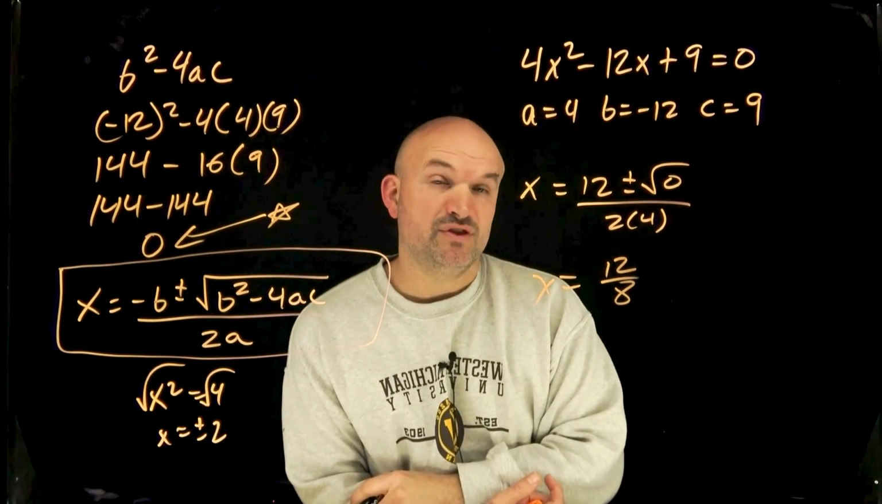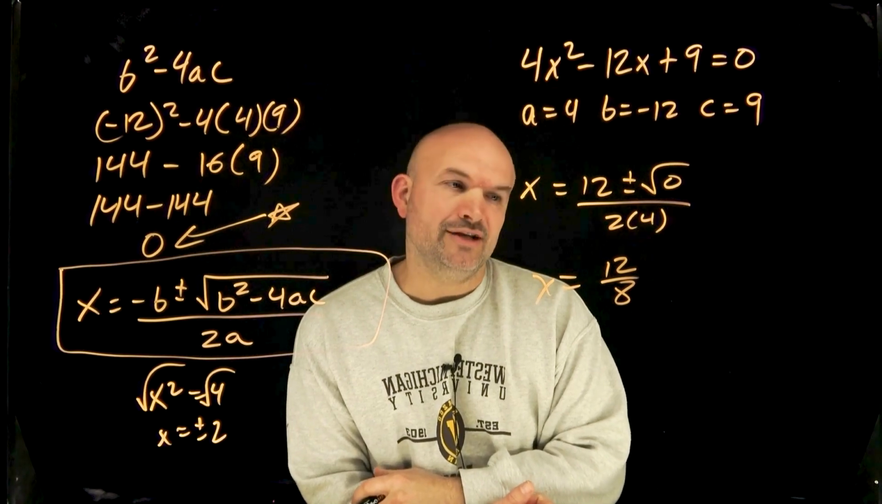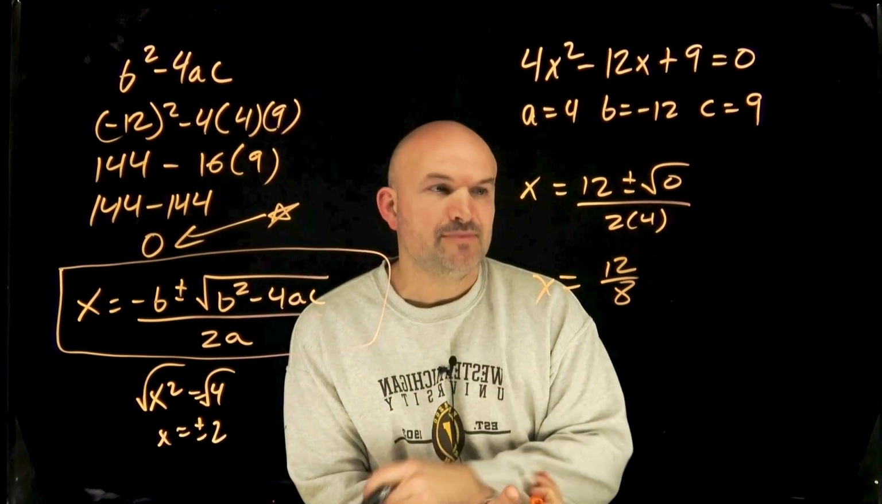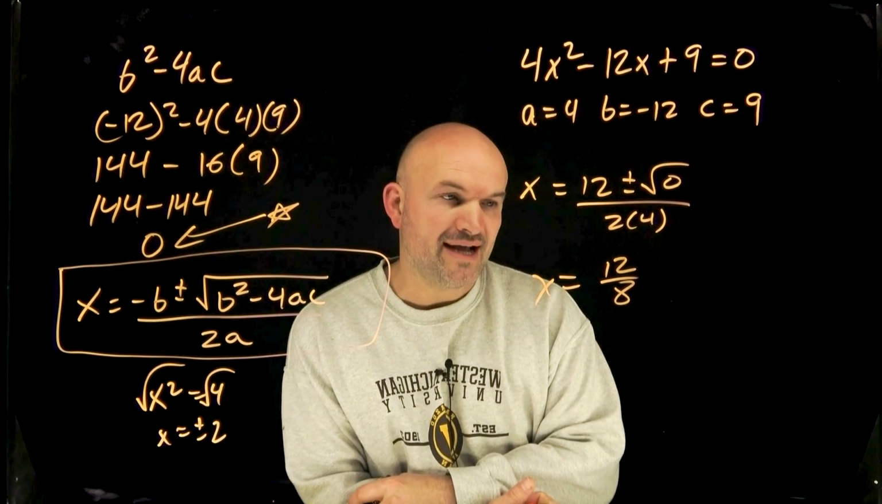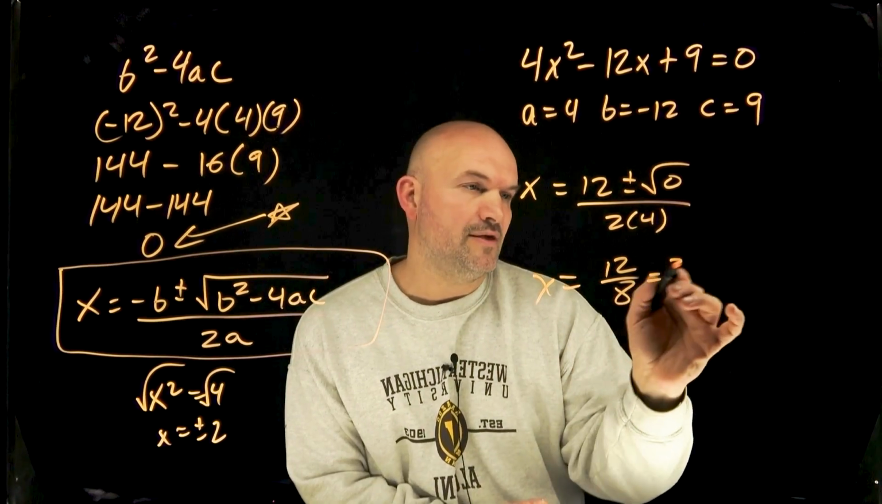So now I'm just going to be left with one solution, x equals 12 over 8. And I'm not going to leave my solution like that. I'm going to simplify, and I'm going to divide the top and bottom by 4, and that's going to leave me with 3/2.